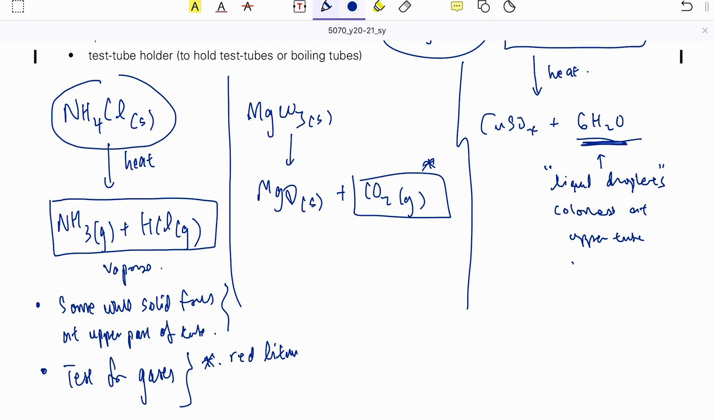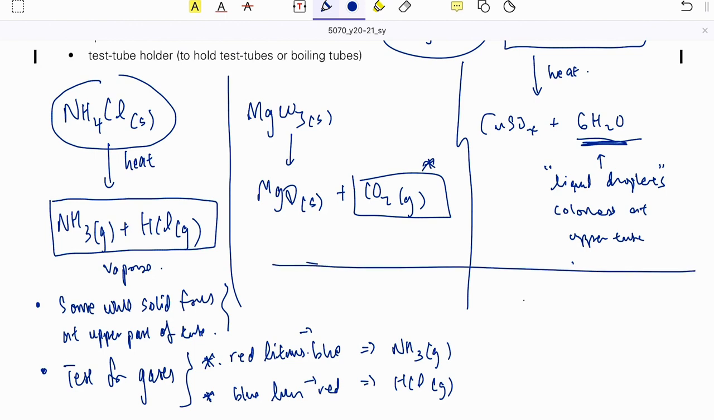Your red litmus can turn blue as a result of the ammonia gas being alkaline. But you can also test: blue litmus will turn red as a result of the acidic HCl gas. So it's quite counterintuitive here, right? So you got both acidic and also alkaline gas, which is unusual.